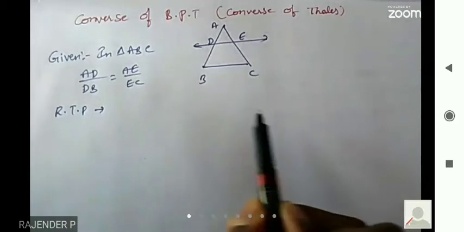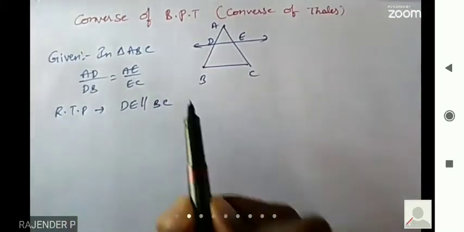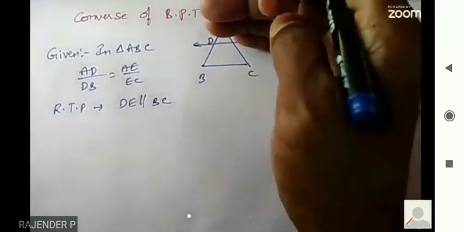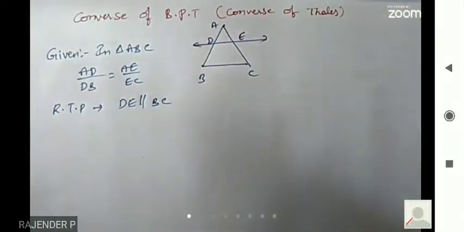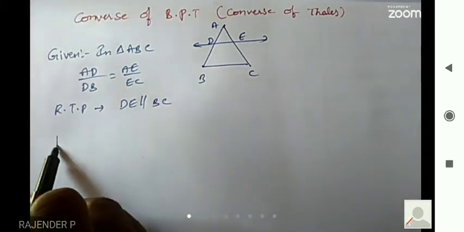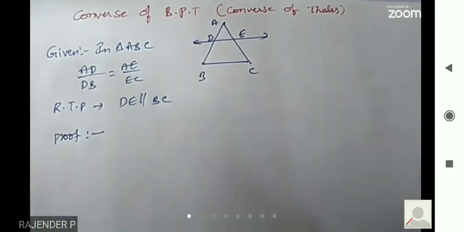When it divides like this, then we have to prove that DE is parallel to BC. When this line divides the other two sides in the same ratio, then we have to prove that DE is parallel to BC. So, the proof.